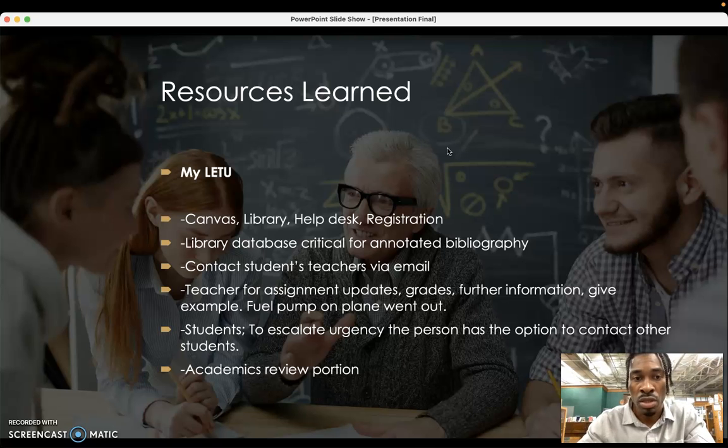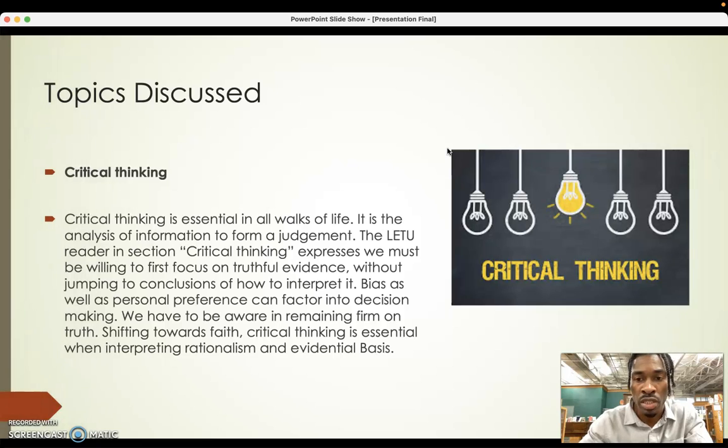There's a lot of resources that are available to you in My LETU. Academic purposes: review your degree plan, how fast you're going to get things done, something where, let's say you want to get the books before the class or just at least have a general review. All that is available to you through My LETU. All right, moving on, topics discussed.